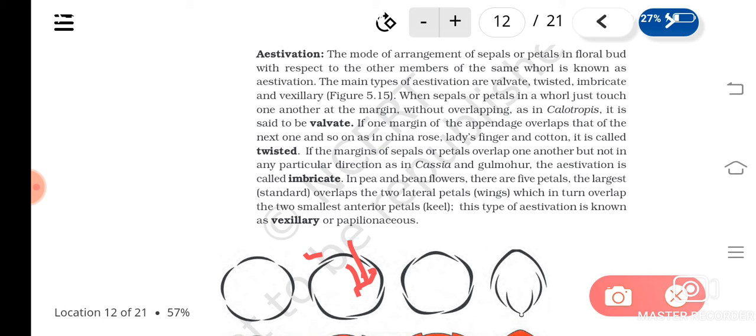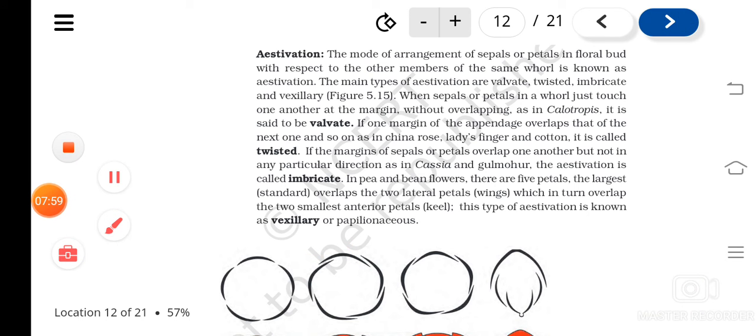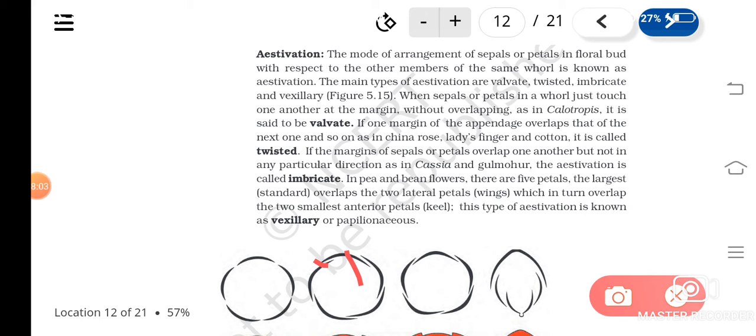Imbricate. Imbricate means if the margins of sepals or petals overlap one another but not in any particular direction, no direction is followed, but there is overlapping. Here you see how it is: one end of each petal is outside and another side is inside, out, in. Likewise it was, but here overlapping is there but not in any particular direction. The examples are cassia and gulmohar.